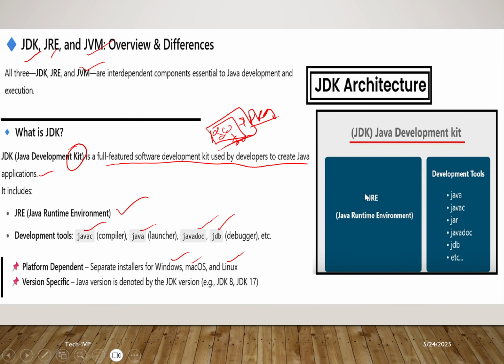Now, if we talk about JDK architecture, the JDK architecture consists of the JRE and Java development tools. And what Java development tools? javac, meaning the Java compiler, jar files, Javadoc, JDB, and many more. It consists of all the features required for Java programming.